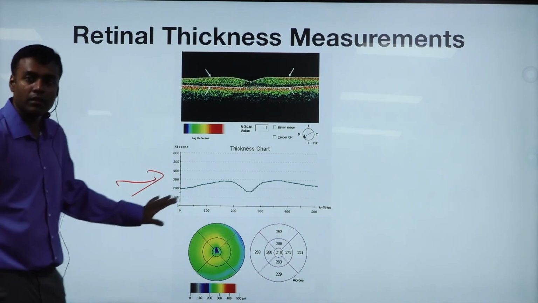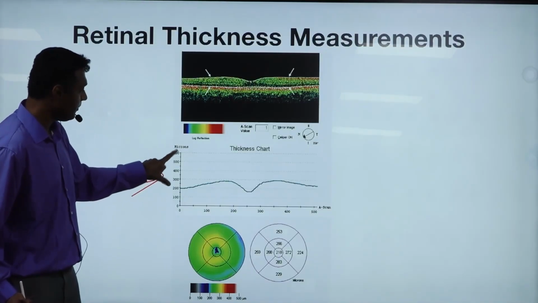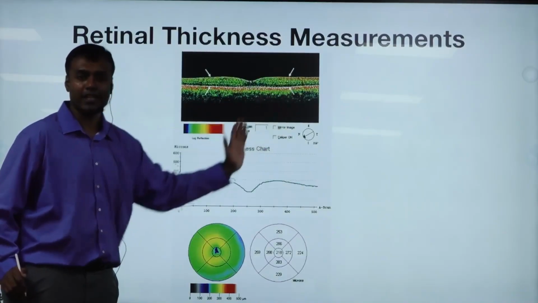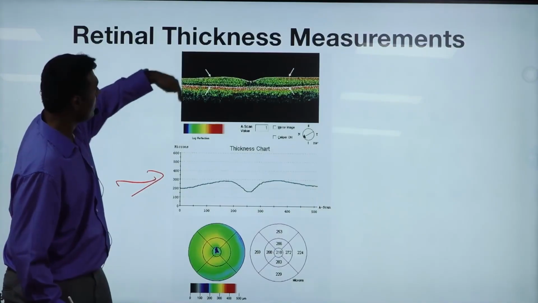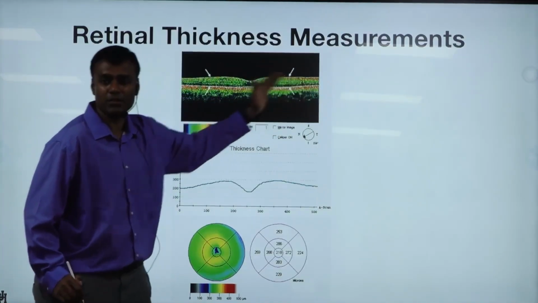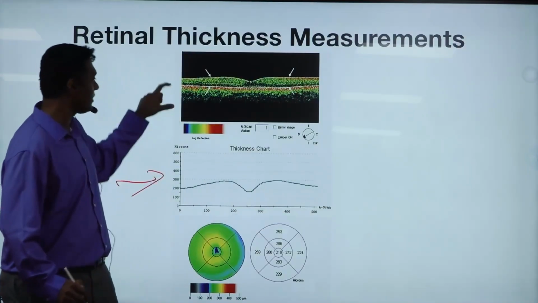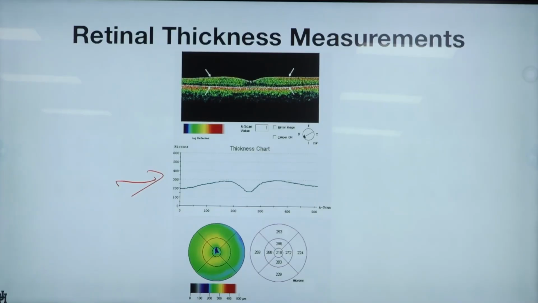Which one? This one is micron, the thickness of the retina. The X-axis is the position along this direction, the A scan. So this is A scan number 0, 1, 2, 3, up to 500 or so roughly. So basically different A scan positions on the X-axis. The Y-axis is the thickness of the retina in micron. Okay. Any other questions? Any questions online? Okay. All right.